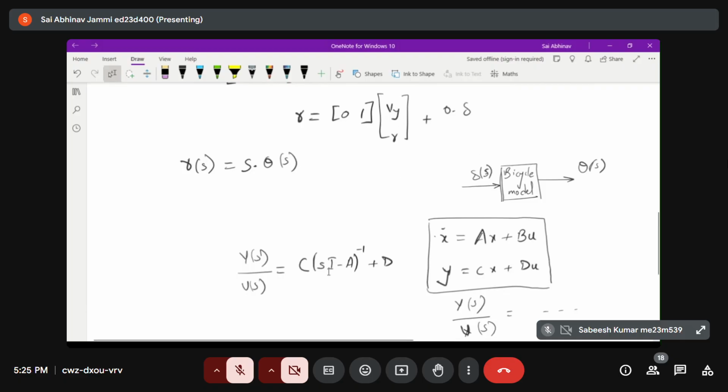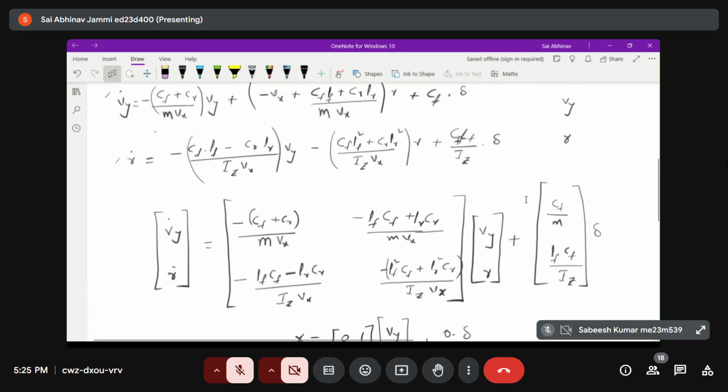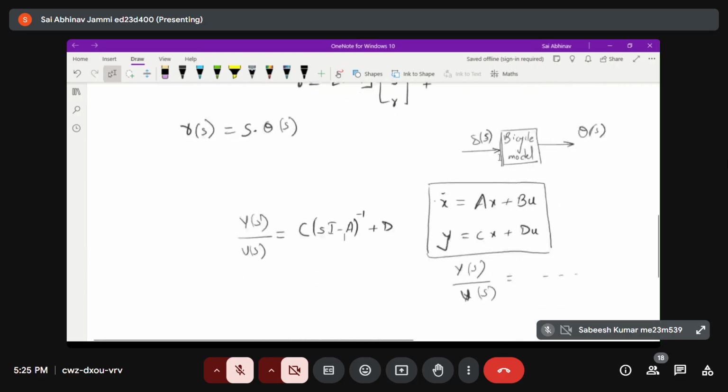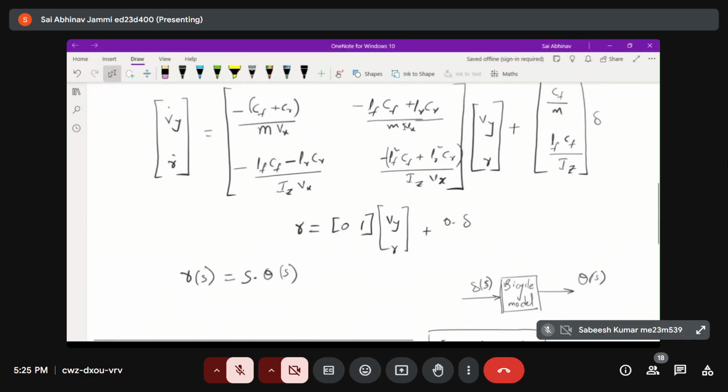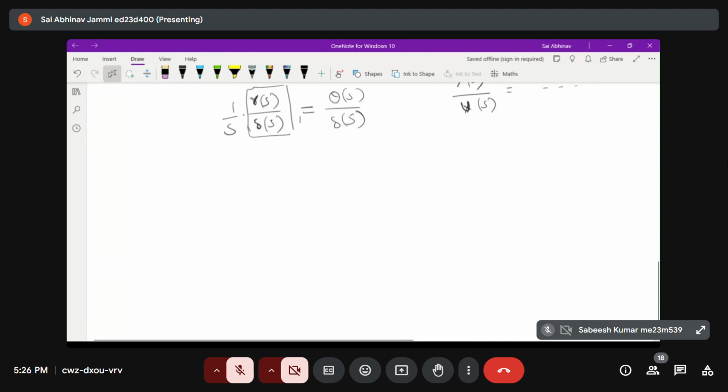In that transfer function, I'll give all the required values of the CF, M, and so on, and finally you'll get R of S by delta of S. Once you get this transfer function, you will get theta of S by delta of S by dividing this by S. This is how you get theta of S by delta of S. Now substitute all the parameters like the length, the stiffness, the mass, and so on, and you will get the transfer function with proper numbers.